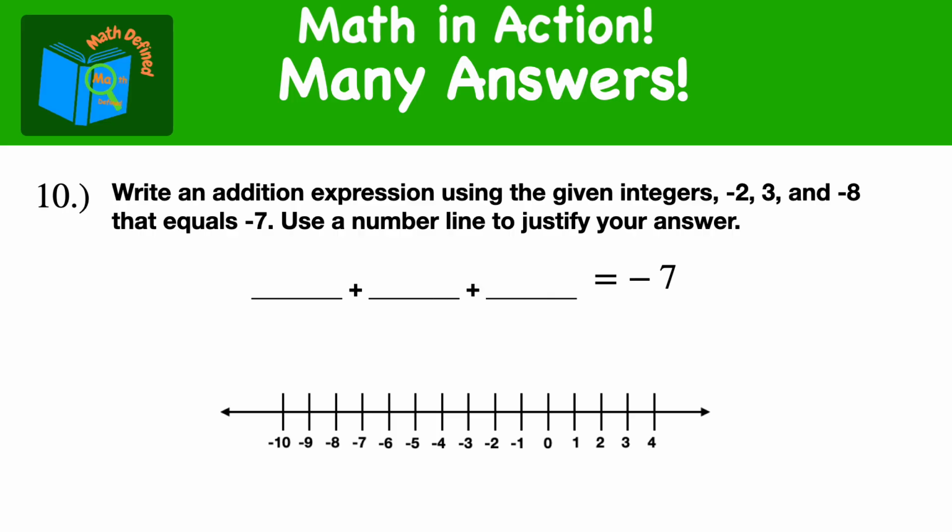One possibility is negative 2 plus positive 3 plus negative 8. Adding from left to right, negative 2 plus positive 3 is positive 1. And positive 1 plus negative 8 is negative 7. So that combination works. Now let's justify that answer on the number line. We'll start at negative 2 and then move 3 units to the right, stopping at positive 1. Then we'll move 8 units to the left for negative 8, landing at negative 7.